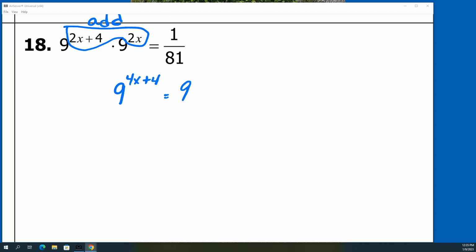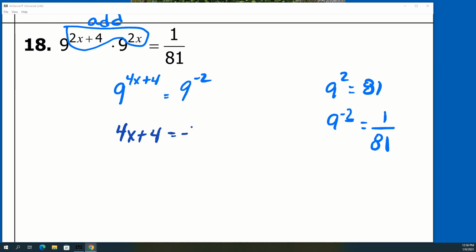All right. And then we want to write 1 over 81 as 9 to some power. Any ideas? Not 2, but you're close. So 9 to the second is 81. So 9 to what power is going to be 1 over 81? -2. Very good. Teamwork. Okay. So then we'll set these equal. All right, and we're going to get another fraction, but that's okay.